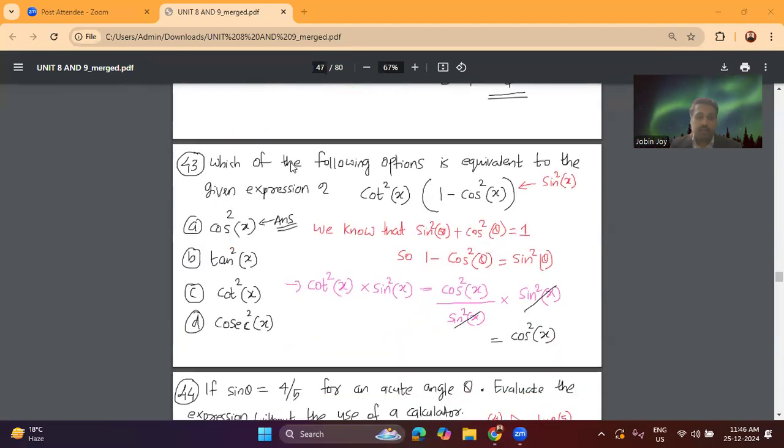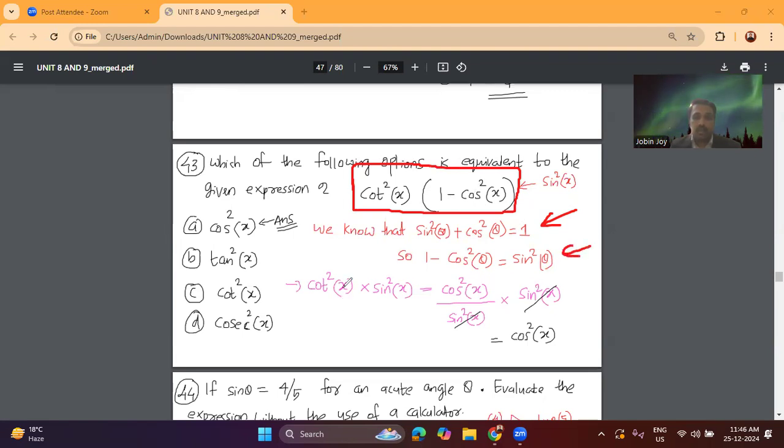Question number 43. Which of the following options is equivalent to the given expression? Cot square x into 1 minus cos square x. Again, we have an identity: sine square theta plus cos square theta is equal to 1. From that, I will find 1 minus cos square theta. 1 minus cos square theta is sine square theta. So I will put sine square theta here.